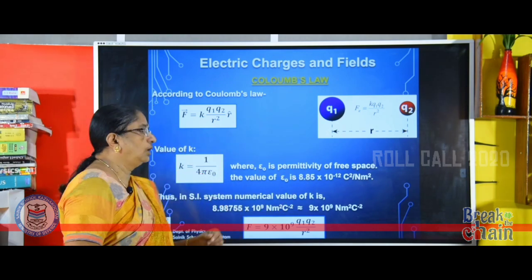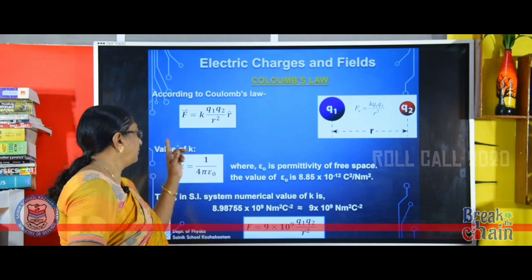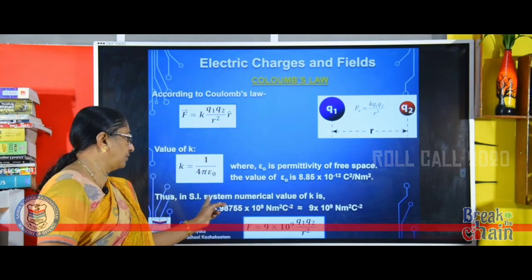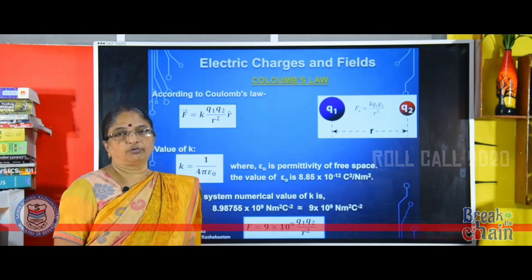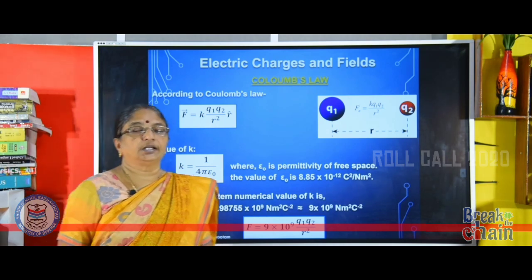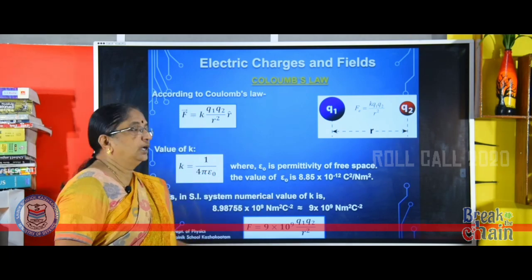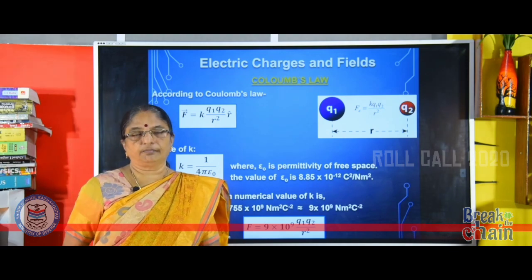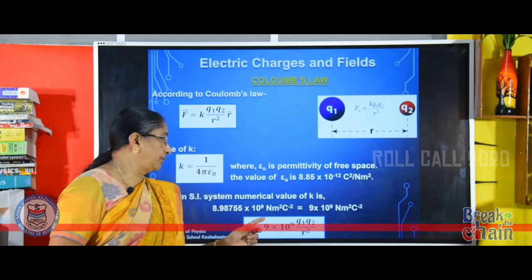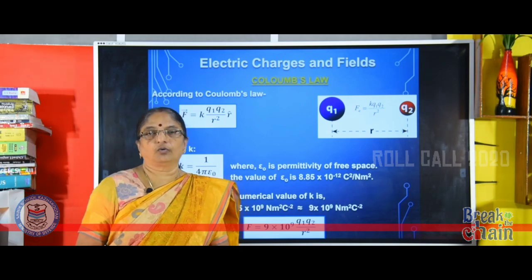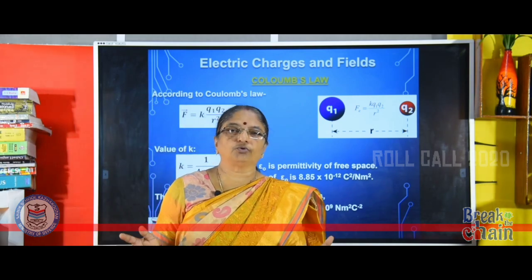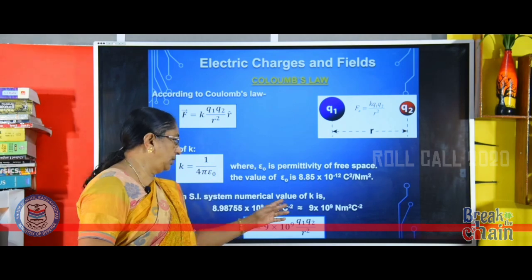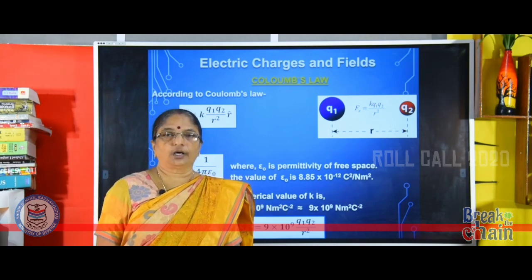And when you substitute for epsilon 0 in the formula for K, which is 1 by 4 pi epsilon 0, the answer for K is found to be 8.98755 into 10 raised to 9, and approximately it is 9 into 10 raised to 9 Newton meter square per Coulomb square. And remember, that is in the SI system when the two charges are kept in air or vacuum. So the simple equation for Coulomb's law, or the force between any two charges in the SI system, can be written as 9 into 10 raised to 9 into Q1 Q2 by R square.